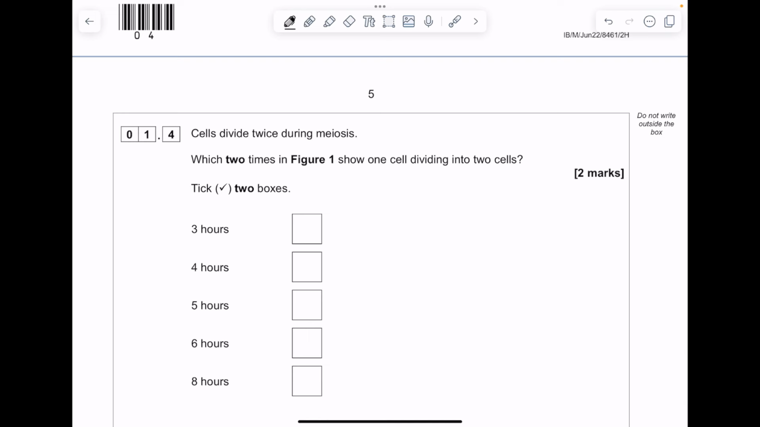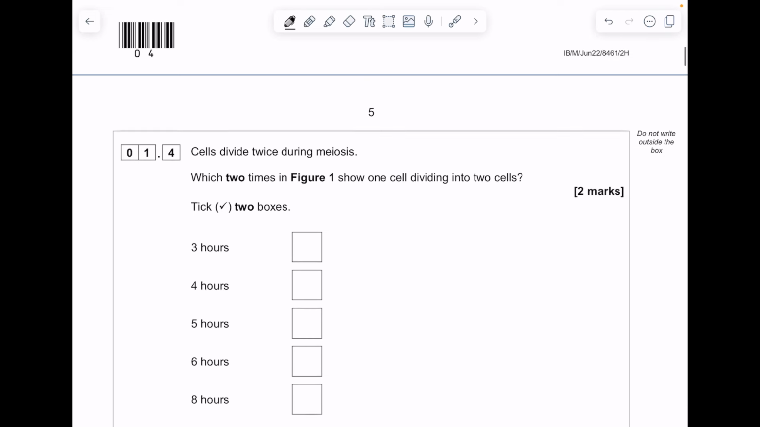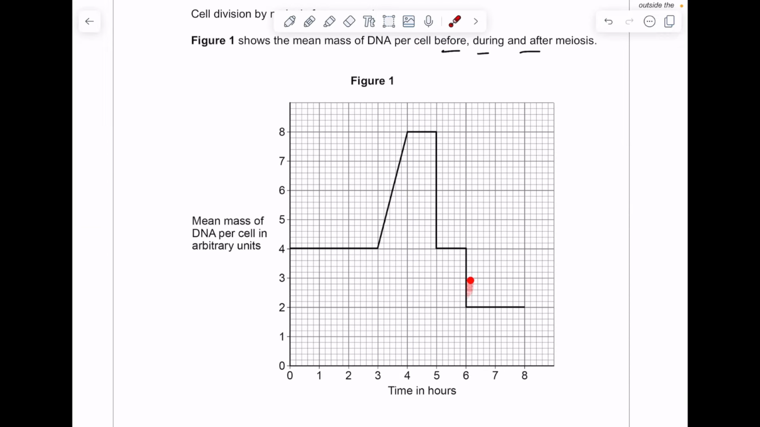Cells divide twice during meiosis. Which two times in figure 1 show one cell dividing into two cells? It's down here where you see that lowering of the mass of DNA. So it's between 5 and 6 hours.